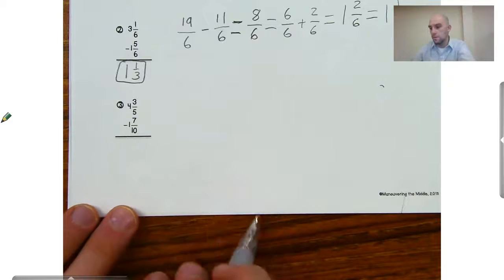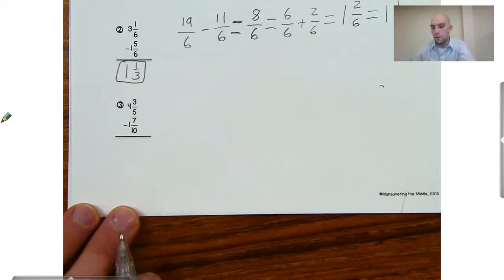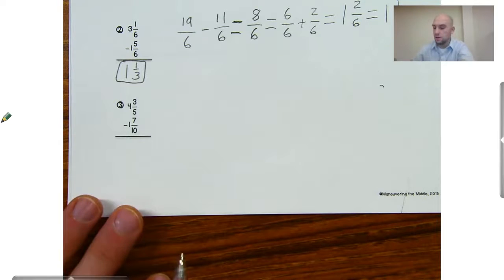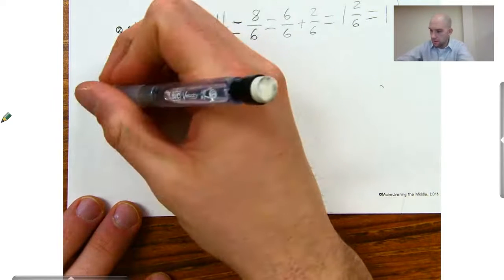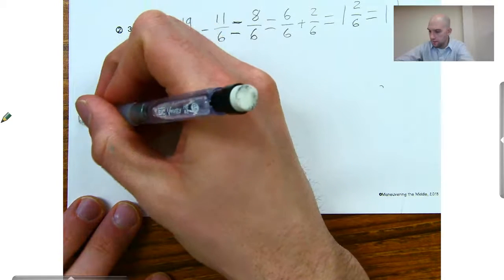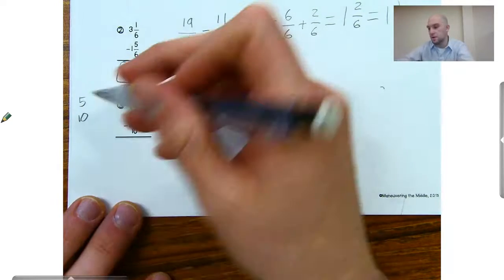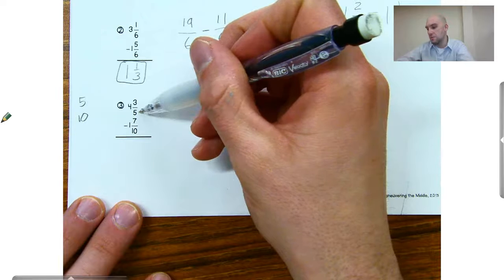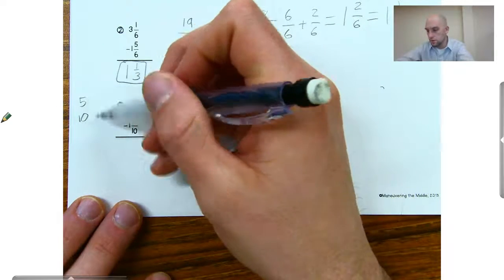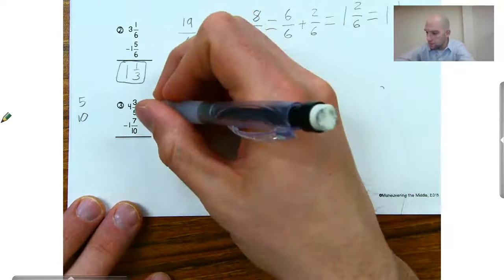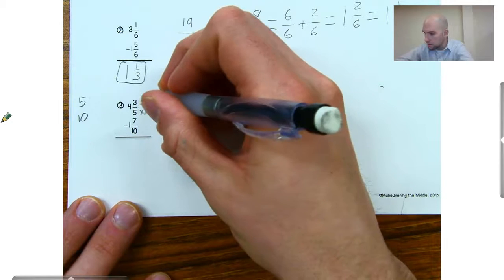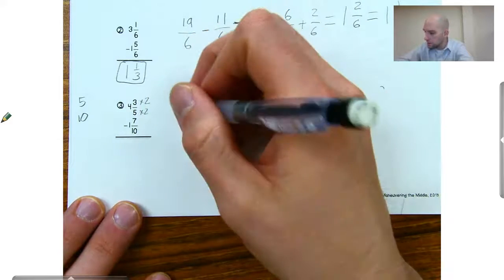Number 3, I have 4 and 3/5 minus 1 and 7/10. So first on this one, I'm going to have to find a common denominator. I can count by 5s, 5, 10. Oh, there's my other denominator. So I need to multiply 5 times 2 and 3 times 2, because 5 times 2 will give me 10. And 3 times 2 will give me 6.